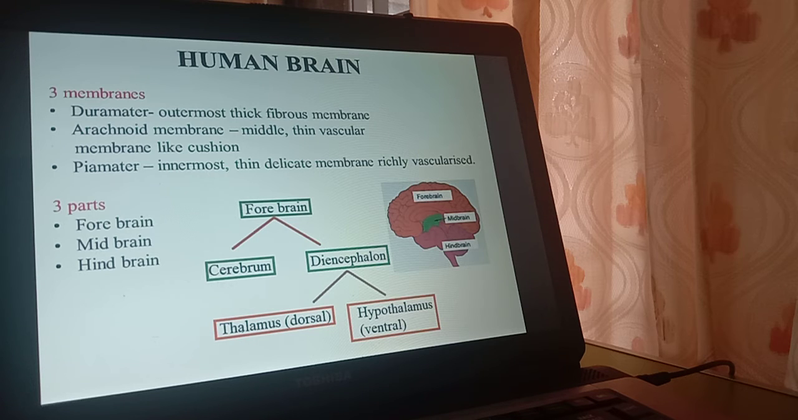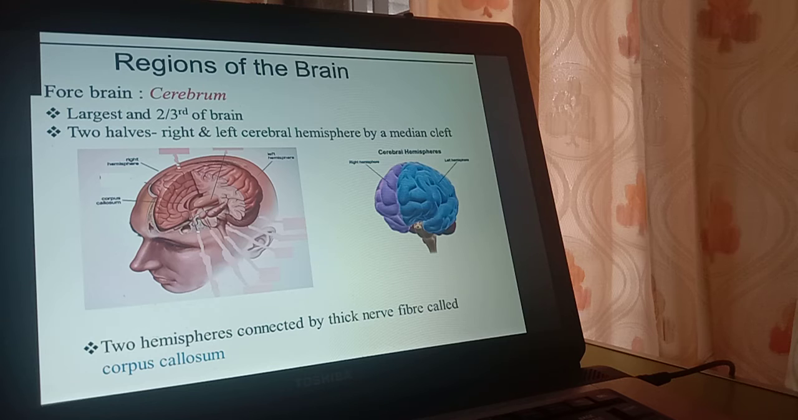Okay, now the human brain can be divided into three parts, that is known as the forebrain, the midbrain and the hindbrain. Okay, we'll see the forebrain. So the diagram is also here. Yes, coming to the forebrain. Forebrain, I can divide into cerebrum and diencephalon. Diencephalon into the dorsal portion, which I call the thalamus, and a ventral portion which is known as the hypothalamus. Okay, now we'll see about the forebrain, under which we have the cerebrum.